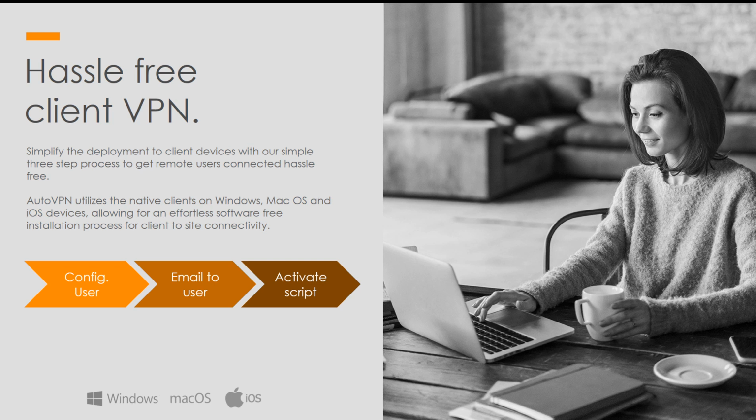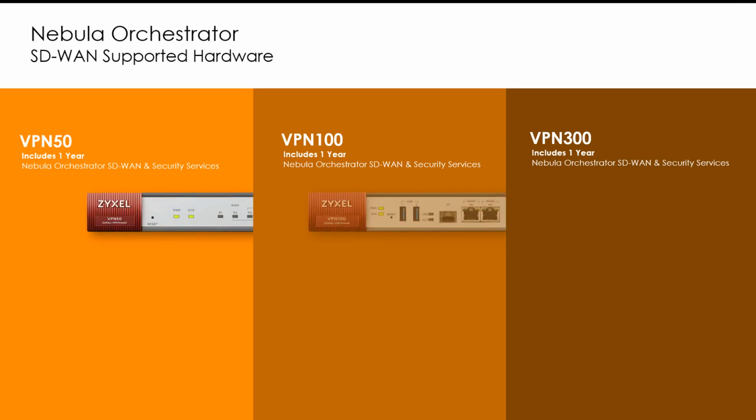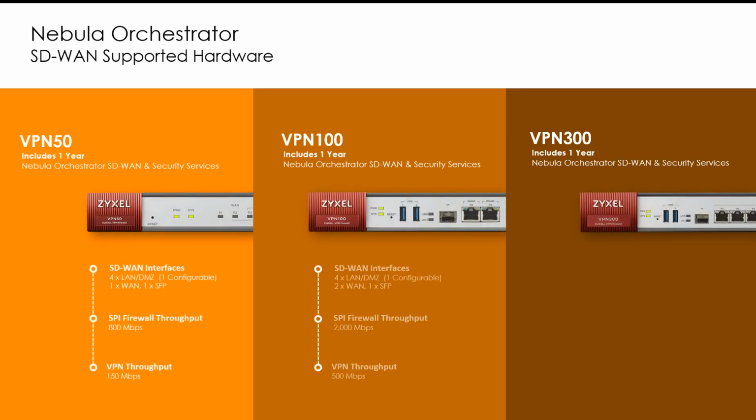SD-WAN is supported on the VPN 50, the VPN 100 and VPN 300. And to manage these devices under SD-WAN, you need to register them in Nebula Orchestrator, which is the platform allowing you to centrally manage the devices. And the VPN 50, 100 and 300 include 1 year of the full package for Nebula Orchestrator, SD-WAN and security services, which we've covered in today's presentation. We will go into what's included in a second.